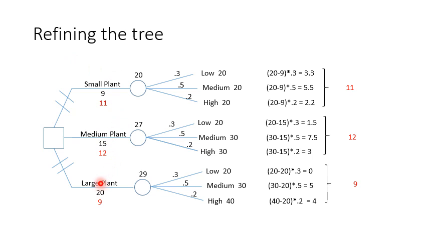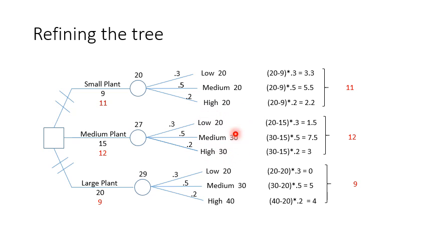Okay, so if we look here, we've got the same setup as we had before: small, medium, and large plant. We have the cost 9, 15, and 20, just as we had before, and we have the values exactly the same as we did before. So again, what we're going to do here is take 20 times 0.3 plus 20 times 0.5 plus 20 times 0.2, which gives us 20. That's the EMV of this situation, less the cost of the small plant, 9, gives us a value of 11.